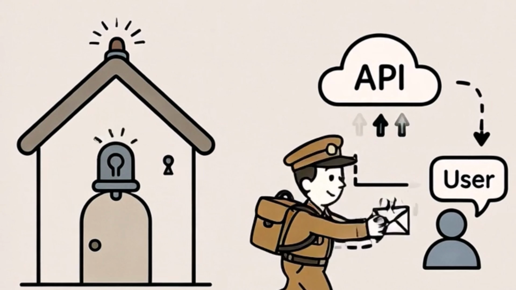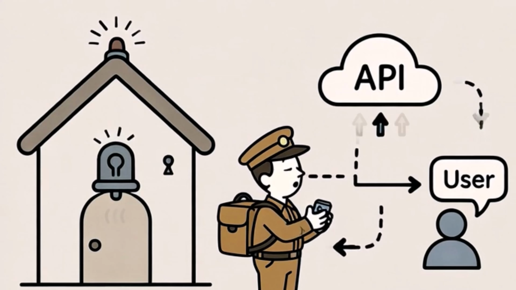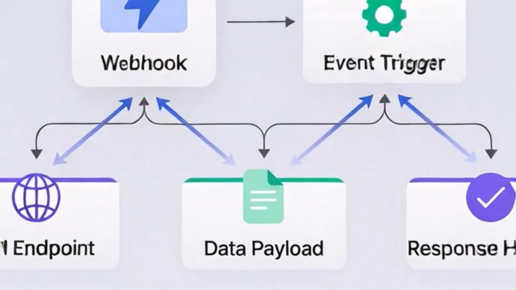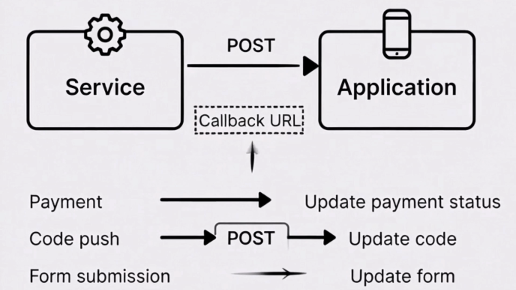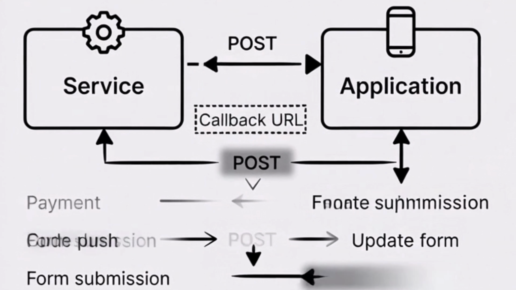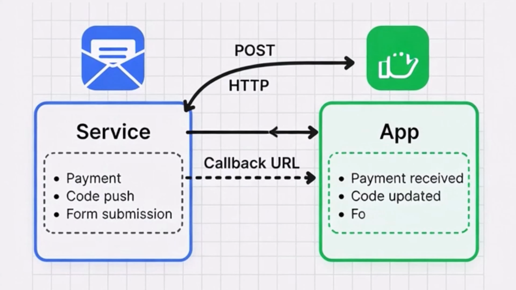That's called polling. Webhooks flip this model completely. Instead of you asking, the API calls you. It's like the mailman ringing your doorbell the moment a letter arrives. Here's how it works. You give the service a callback URL. When an event happens, like a payment, a code push, or a form submission, the service sends a POST request directly to your app. No polling, no wasted requests, just instant updates.